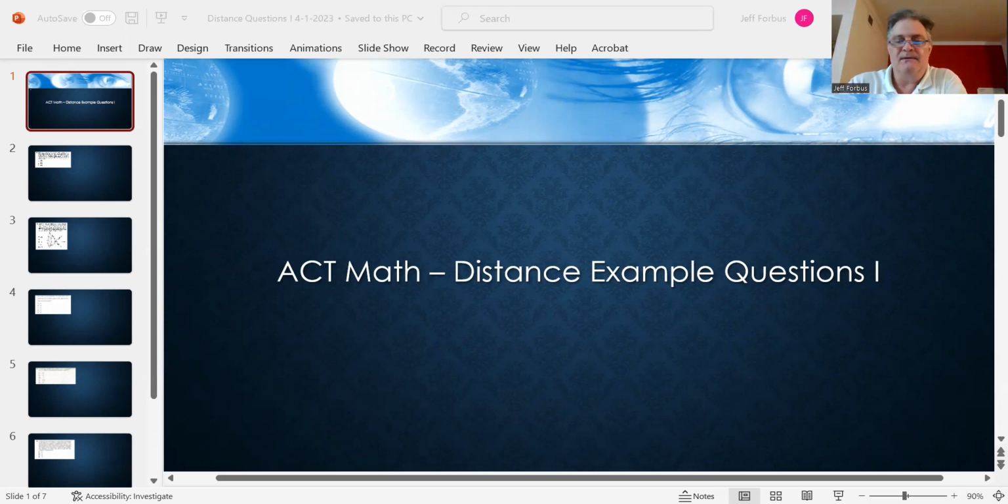These will be centered around the distance problems that you will find on the ACT. It'll also help you with the SAT material as well, since they both test the same subject matter, although they do it a little bit different from one another. Hopefully these will help you.